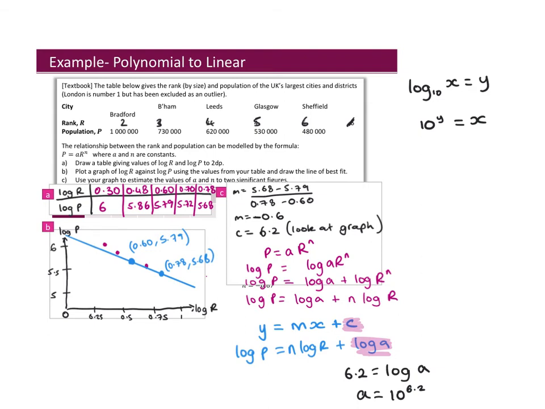So now we have A equals 10 to the power of 6.2, and it wants it to two significant figures, so we are going to have to work that out. And then it wants n. Now in our case, if we look at what's going on, our x is our log R. So that means our gradient is in fact n. We already worked out our gradient. n equals minus 0.6. Was that exact? Did our gradient come out exact, minus 0.6?